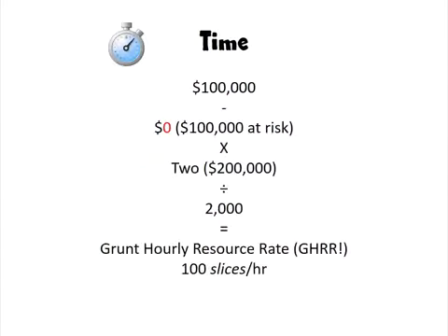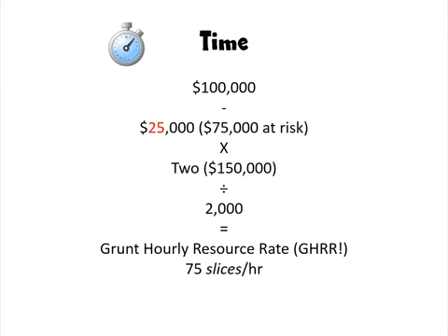So here's how this works. Let's say I'm paying someone a $100,000 fair market salary, but in slices, and I pay them $0. That means they're earning 100 slices per hour. That means their whole salary is at risk. As the company starts generating revenues, they can use that money to pay salaries. So let's pay this person $25,000 a year. Now he's taking less risk, and so our grunt hourly resource rate is down to 75 slices per hour.